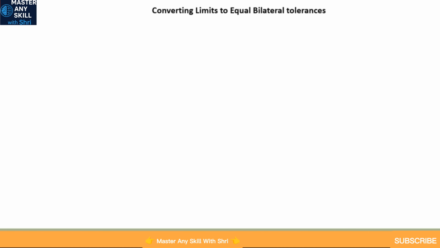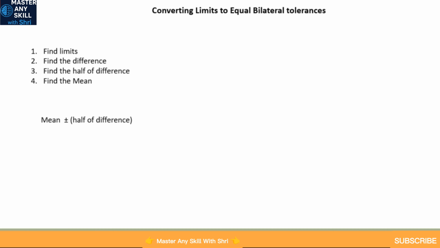So for the sake of analysis, we need to convert the limits into equal bilateral tolerances. For that, a generic procedure is to find the limit values, upper specification limit and lower specification limit, subtract them from each other to find the difference delta, then find half of the difference, find the mean, and then write the specification in terms of equal bilateral tolerances. So mean plus or minus half of the difference. This would be the specification. We will have a look at one example.